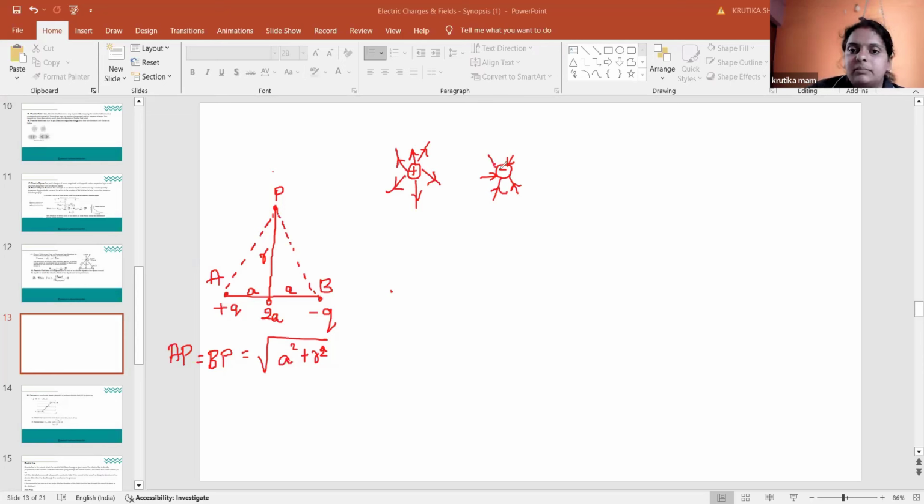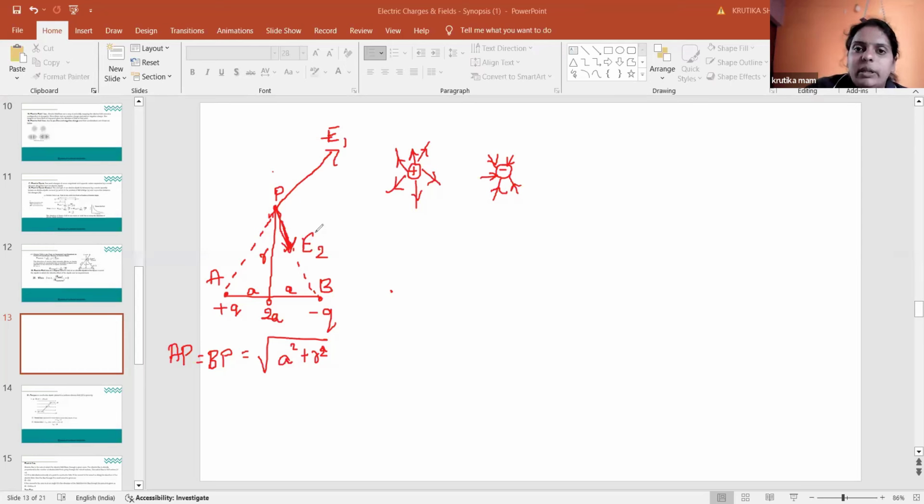Correct? Yes. So with respect to this concept, here you can see at point A we have plus Q. So for plus Q the electric field intensity will be outward in direction. So this is the direction of your electric field intensity E1. Same way we have minus Q. So for minus Q the electric field intensity will be along this direction. So this is nothing but your E2. Is it clear? E1 and E2.